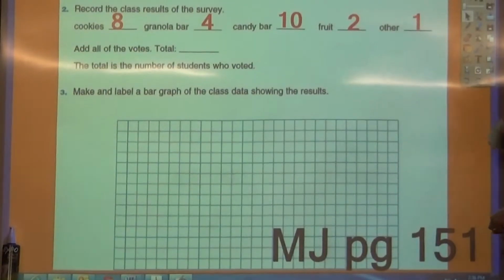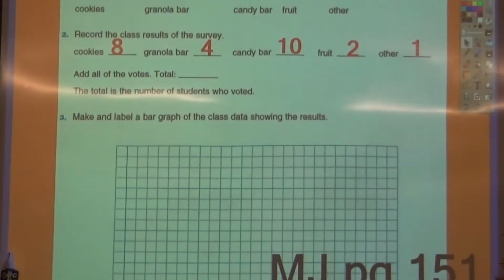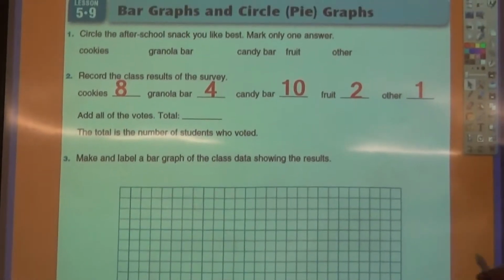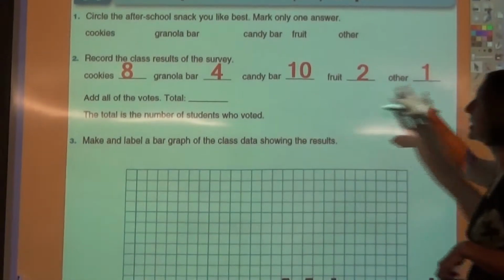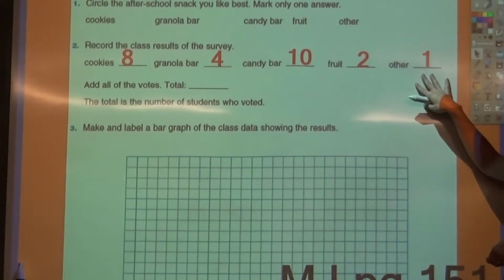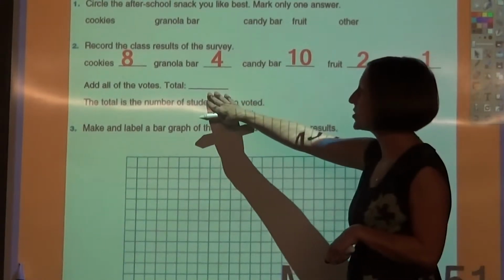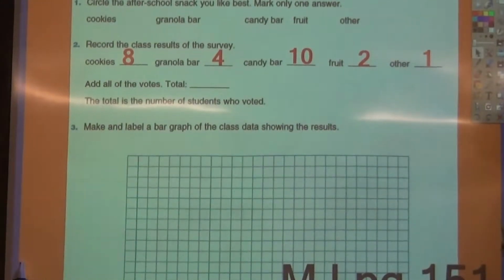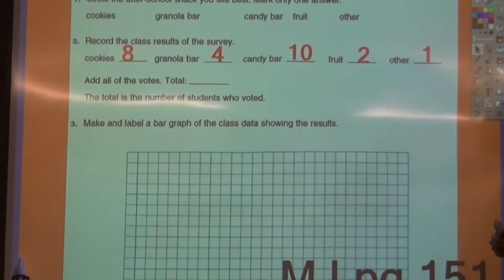We're going to take a look at some data that you will use on the next page of your math journal to create your own bar graph. So we took a survey, and these were the results. So you'll need to fill these in your math journal, and then you'll need to find the total votes. You're going to use this grid below to make a bar graph using that information.